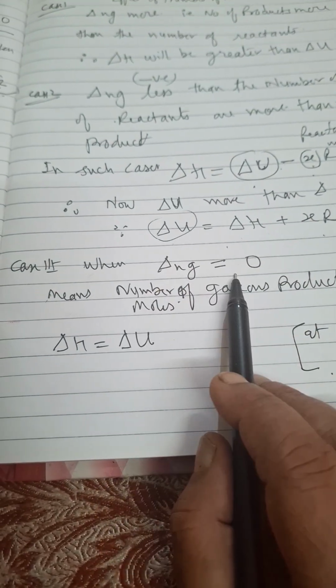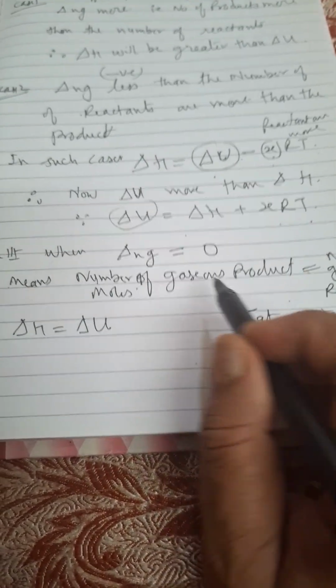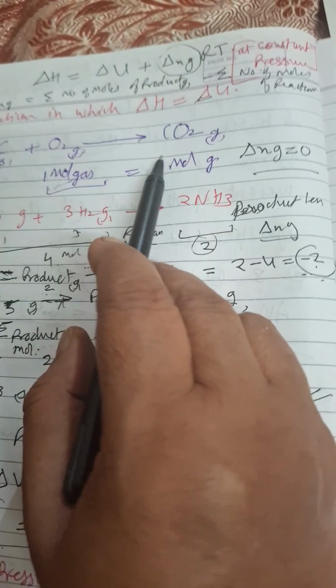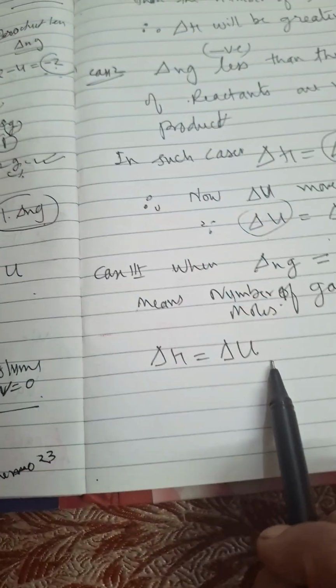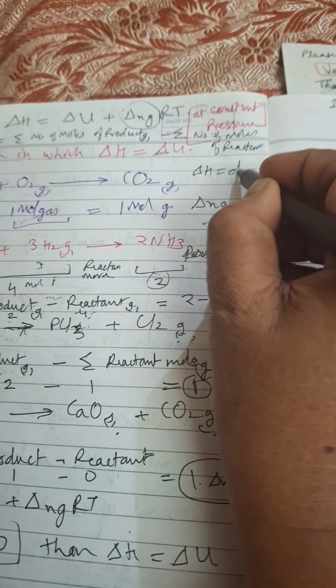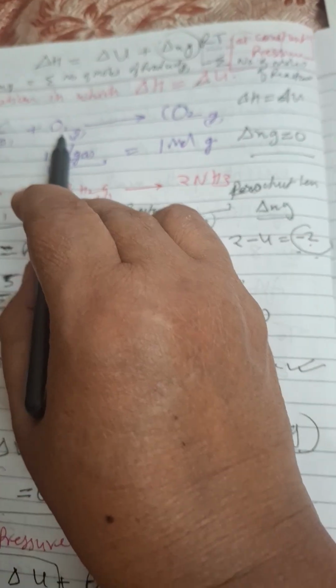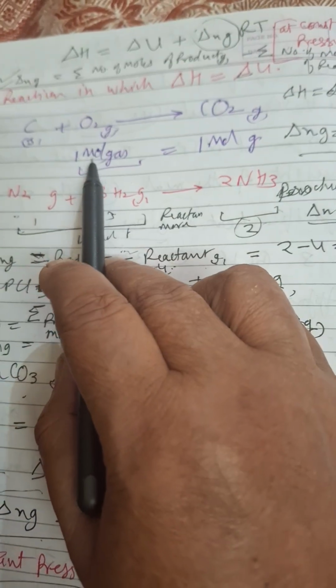Clear? And Δng is equal to 0 when there is constant volume and no change. In case of 1 mole, Δng is 0. In this case ΔH is equal to ΔU. Here ΔH is equal to ΔU, because carbon burned in oxygen gives CO2. Only gaseous products and reactants are considered. So ΔH is 0 at that moment.